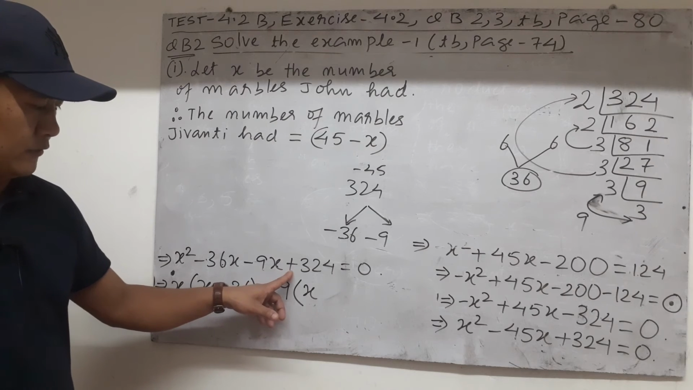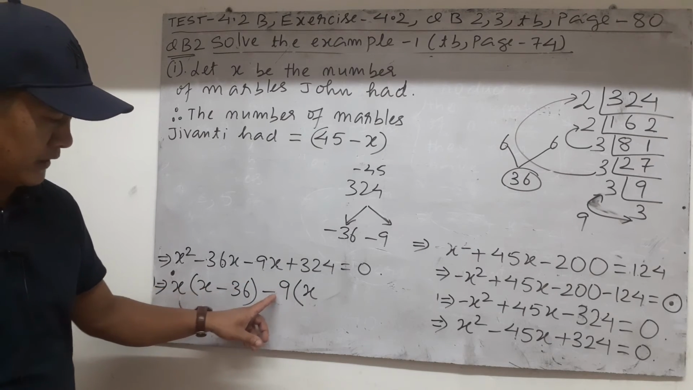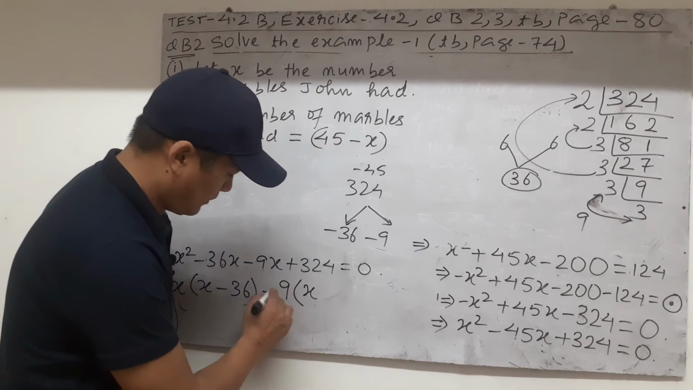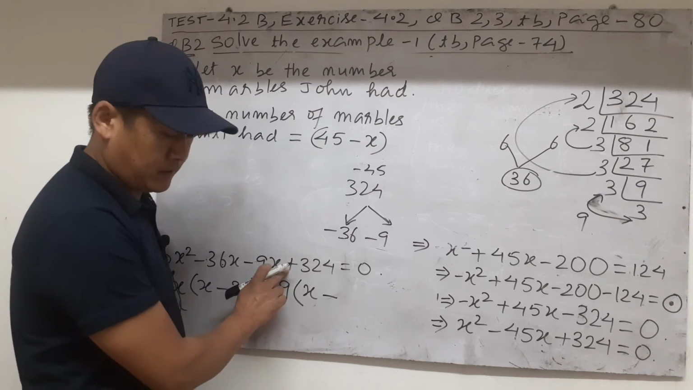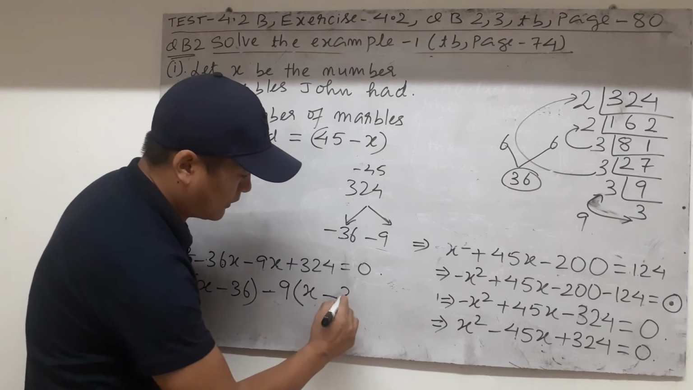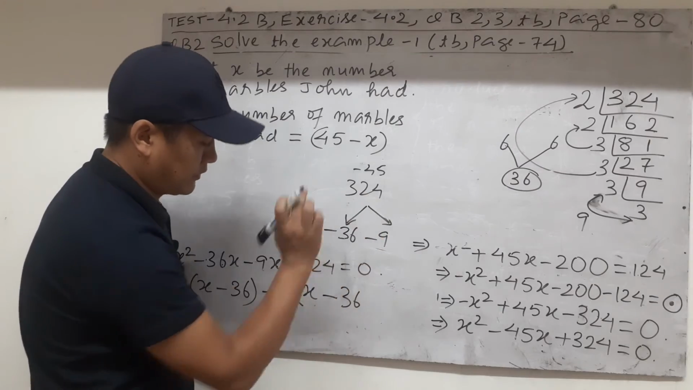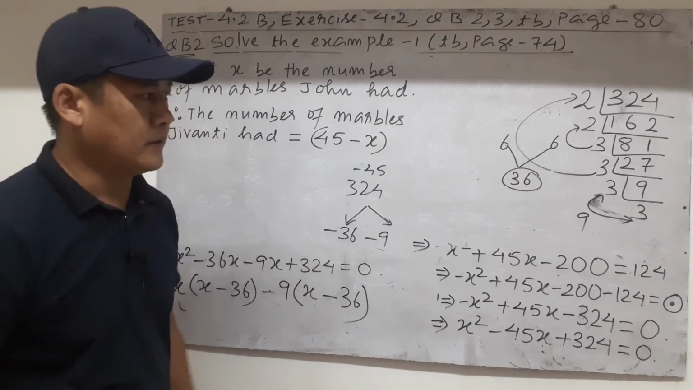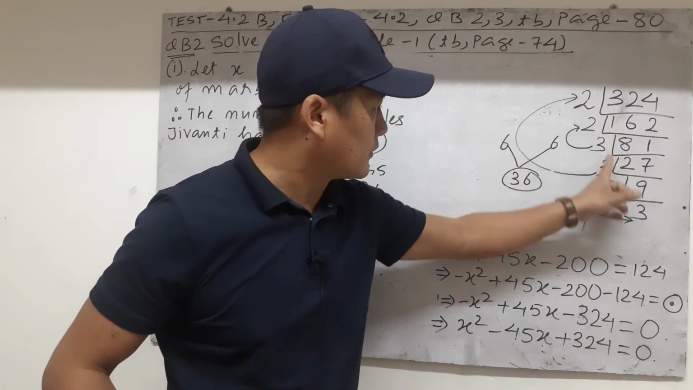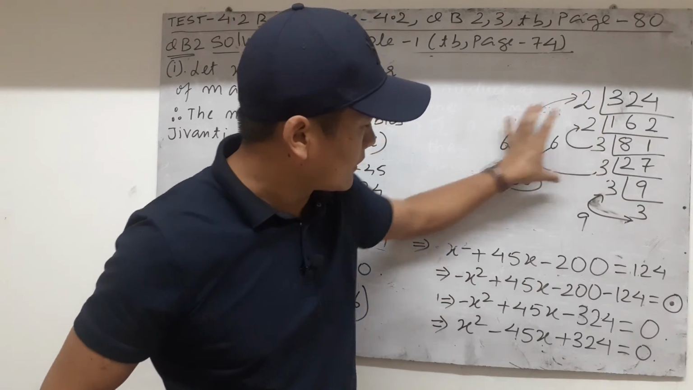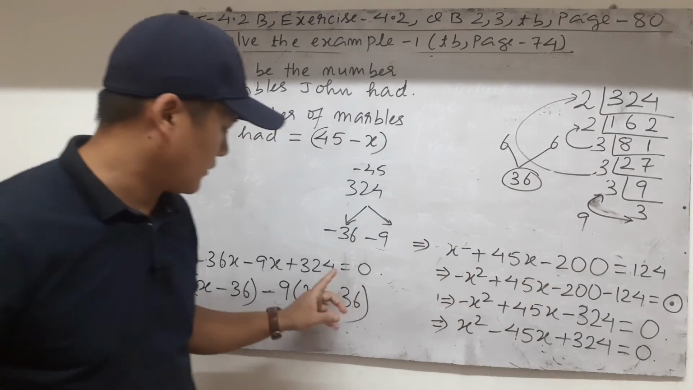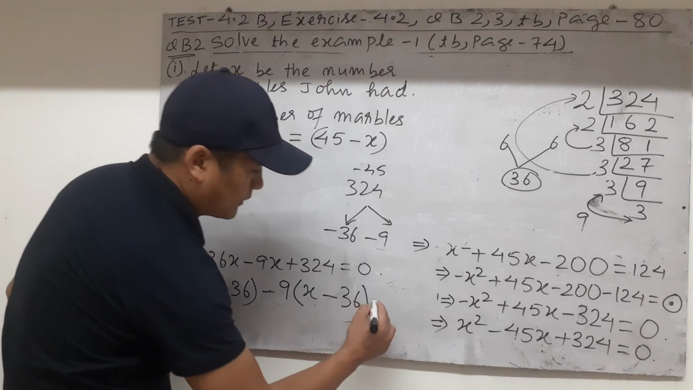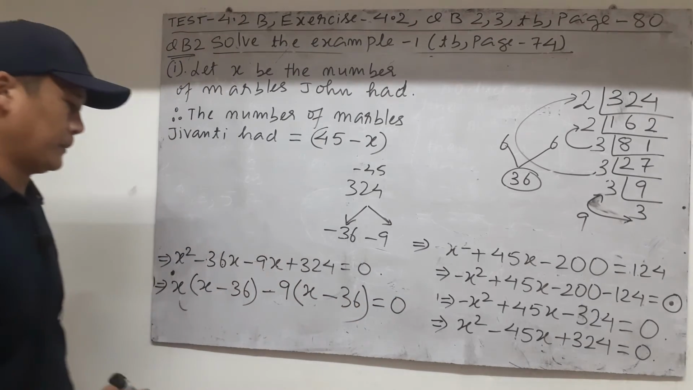Next sign is plus, so we should make sure it is plus. Minus into minus, then we'll get this plus. 9 into 36 will multiply, then we know it's getting 324. See here, 9 into 36, 324. So after that, equal sign 0.